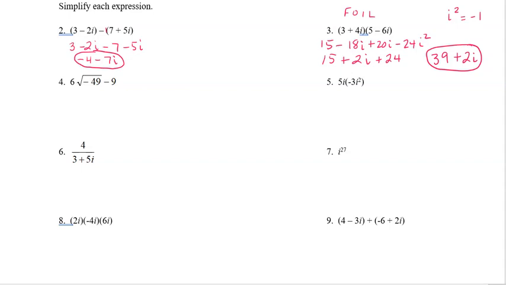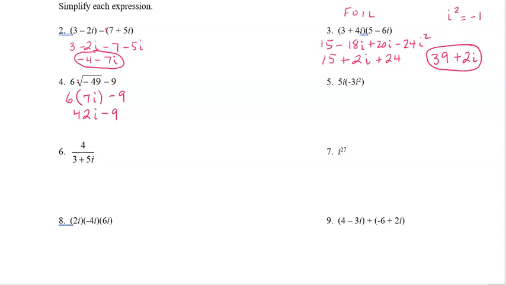For number 4, my first move is to simplify the square root of -49. Now this is multiplication here. I noticed on the last test, some of you were changing this to plus or minus, but when there's no sign between 6 and the radical, it implies multiplication. So the square root of -49 is 7i. And when you multiply 6 times 7i, that's 42i.